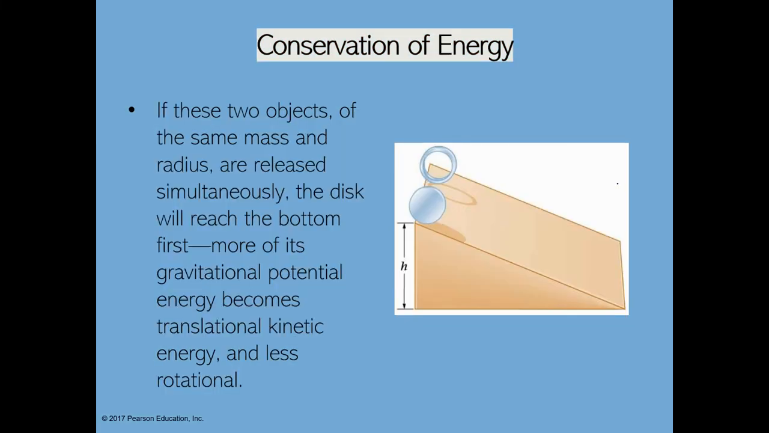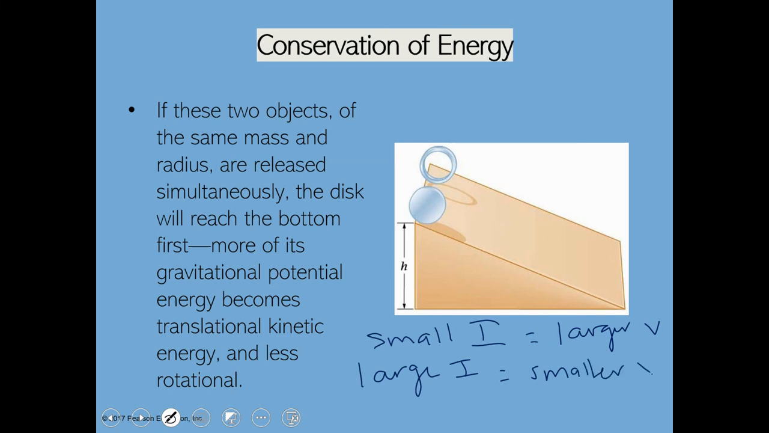And finally, I'm going to say this again, and I'll write it down this time. The faster an object is traveling, the smaller its moment of inertia will be. So small I equals larger velocity, and a large I, or moment of inertia, equals a smaller velocity. So if we have these two objects, we have the hoop and we have a disc. We want to know which would actually make it to the bottom of this ramp first. So take a moment and think about that and hit play when you're ready.